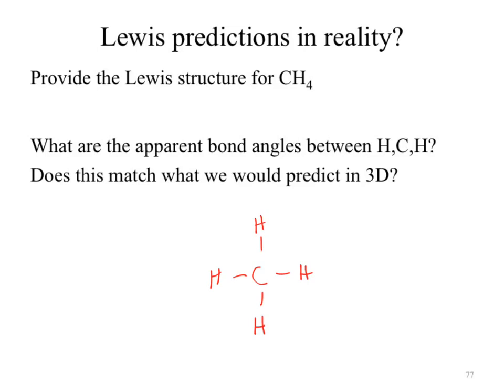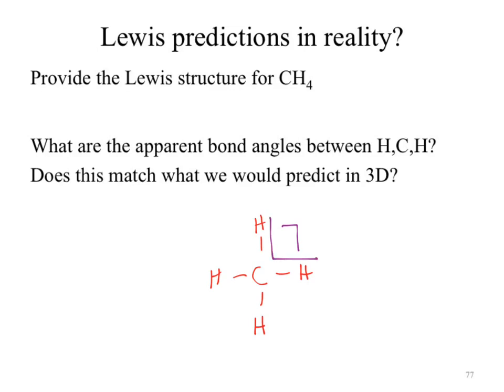Which means, if that's my structure, I would predict that the bond angle between each of those bonds is identical. If any one of those bond angles is different, that means one of those bonds is different from the other bonds. Everybody follow that? I think so. Okay. So are the bond angles all the same? What is the bond angle right there?